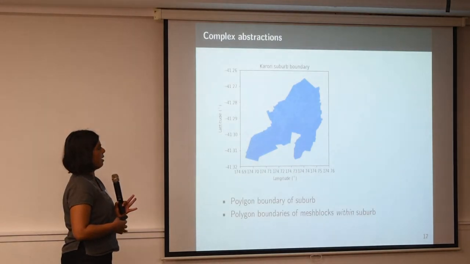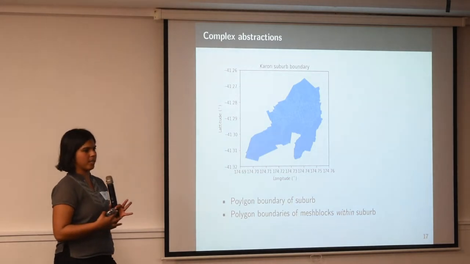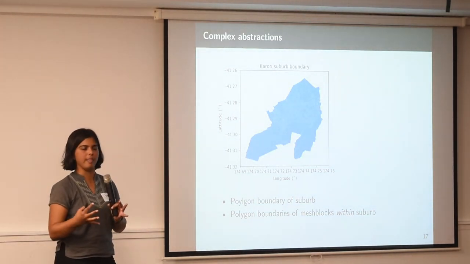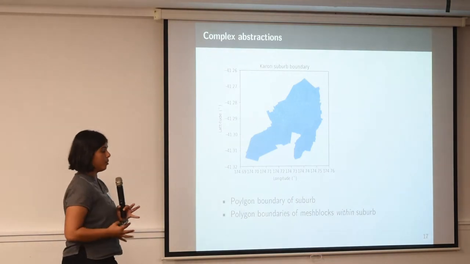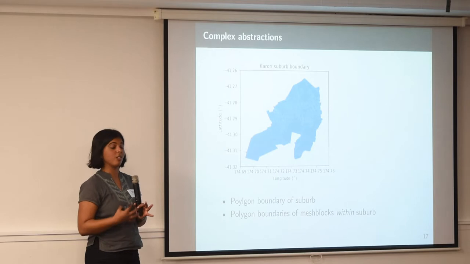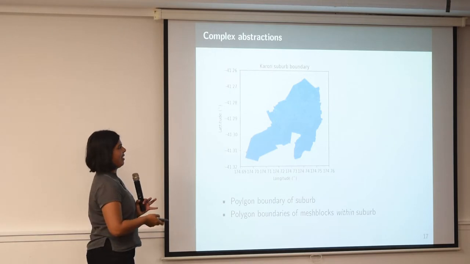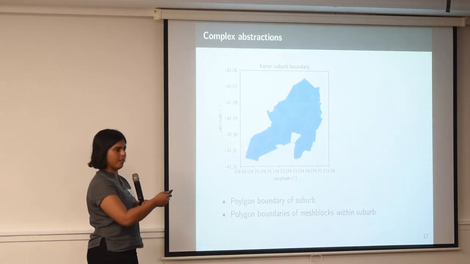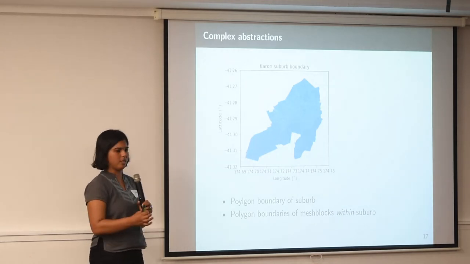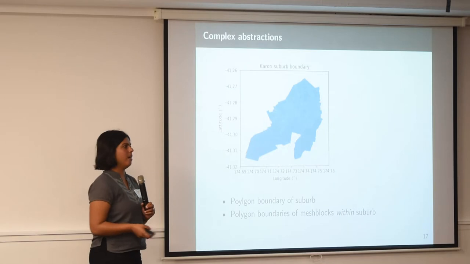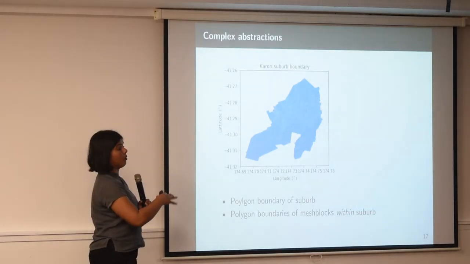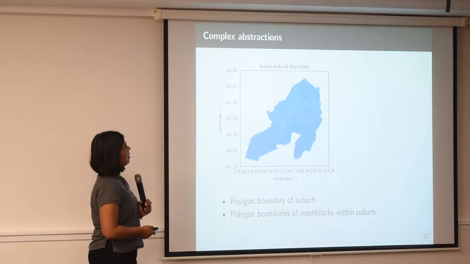You can also have more complex abstractions where you can put polygons on top of polygons, and they tend to be very, very useful, and you can do lots of operations when you start munging spatial primitives together effectively. So this is the mesh block. People are familiar with mesh block spatial units. It's the smallest unit that the census uses. And that's superimposed on top of the Karori suburb boundary.